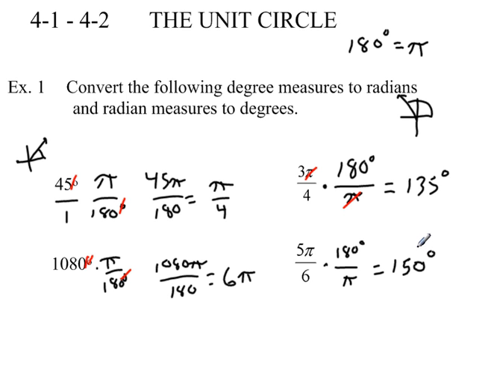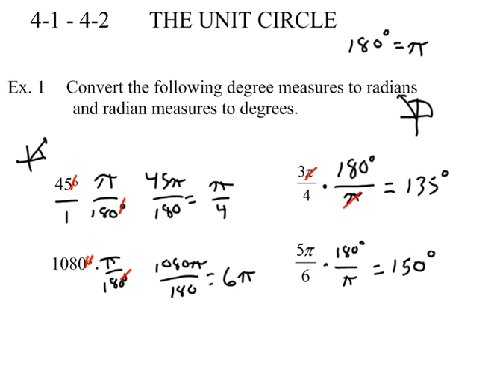So make sure you can not only just convert between radians and degrees, but understand what a radian measure is. For example, when you visualize 45 degrees, most of us can visualize about how big that angle is. We should be able to visualize pi over 4, 3 pi over 4, 5 pi over 6 the same exact way.